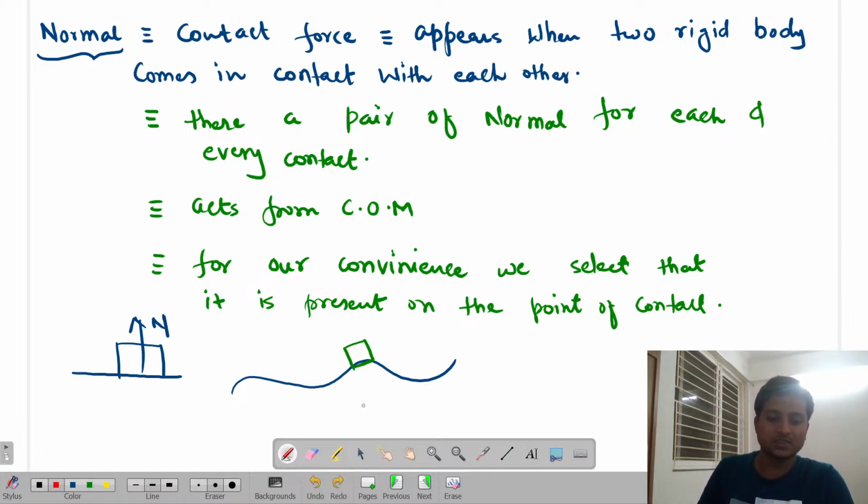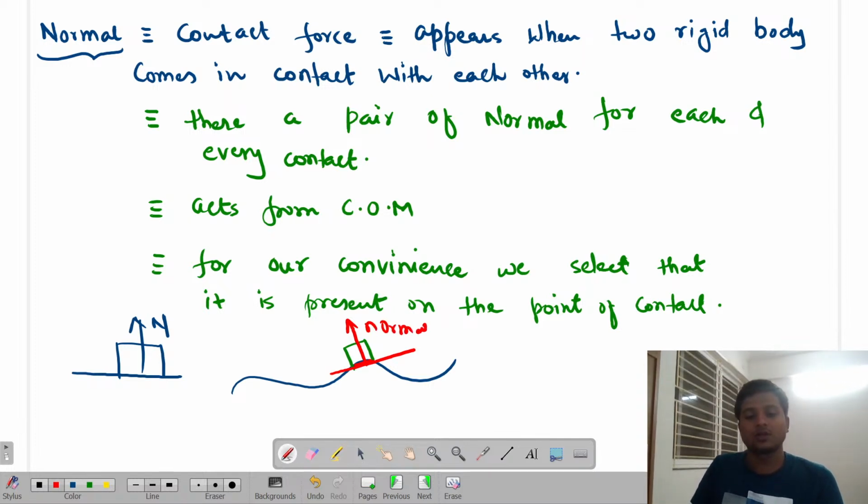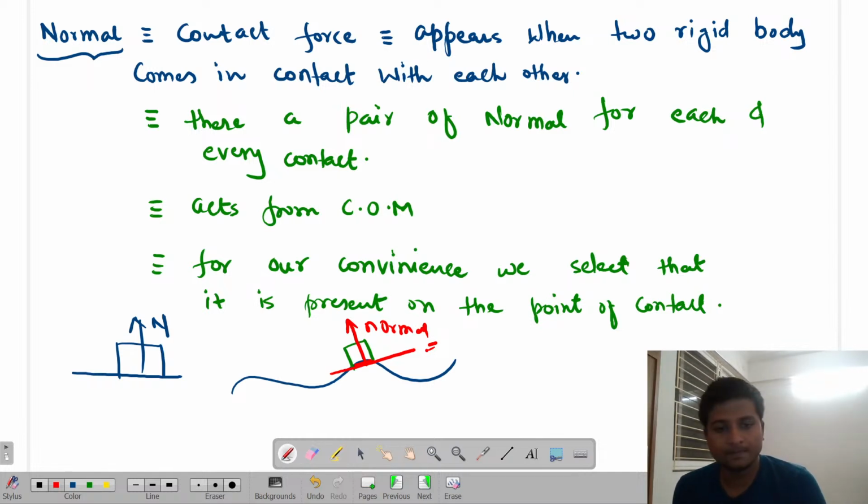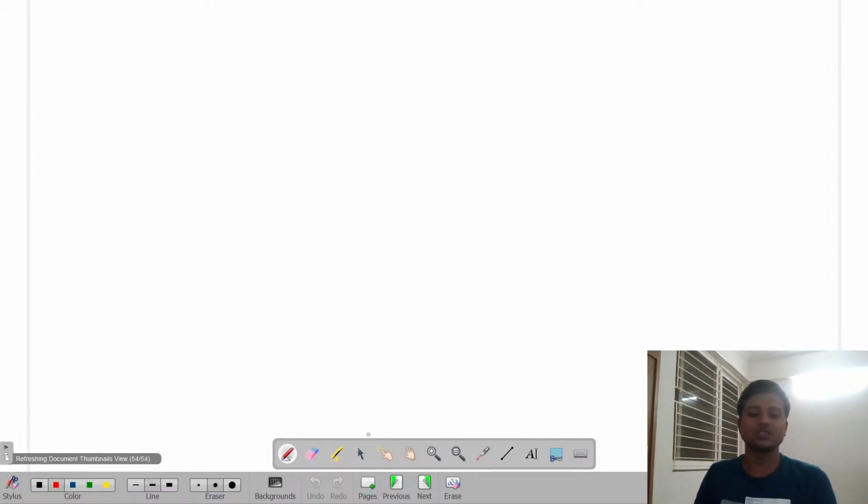First, just see the contact surface. Then along that contact surface, draw a tangent and draw a perpendicular to it. This will give me the direction of the normal. Are you able to get me or not? Is this clear? Understood? So we should know how to draw some of the basic normal cases.